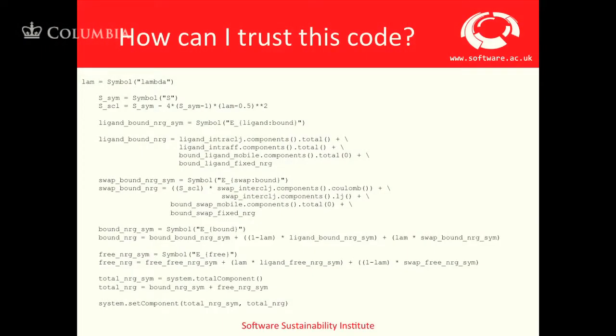So the question is really, how can I trust this code? So this is a piece of code from this simulation. I don't expect you to be able to read it, but it basically sets up a whole set of interactions, and it is the main routine that's used to run the simulation and set up the parameters. So how can I, as a scientist, a researcher, trust what's going on in this code?